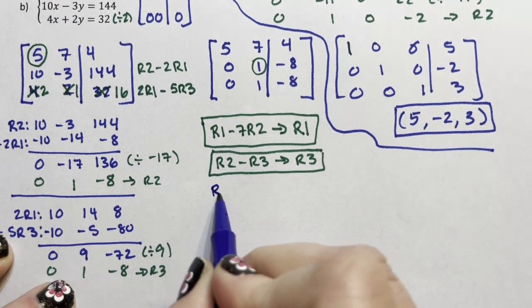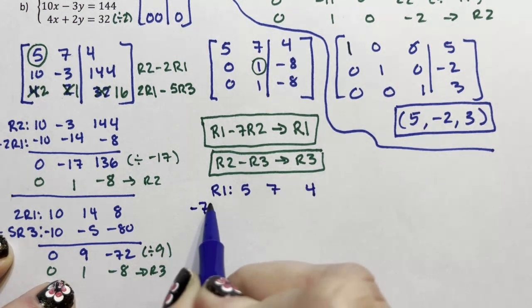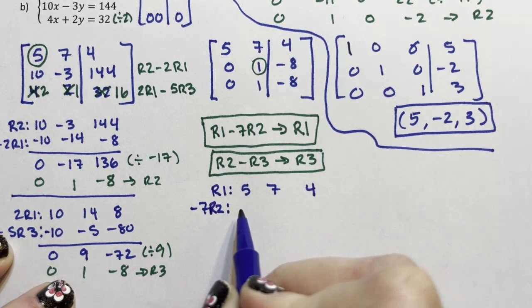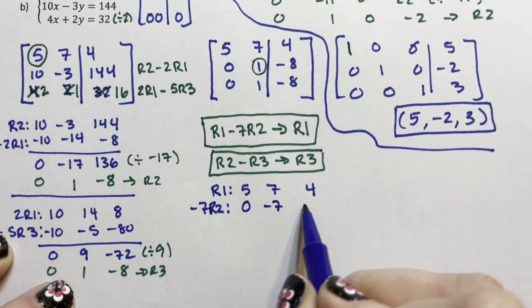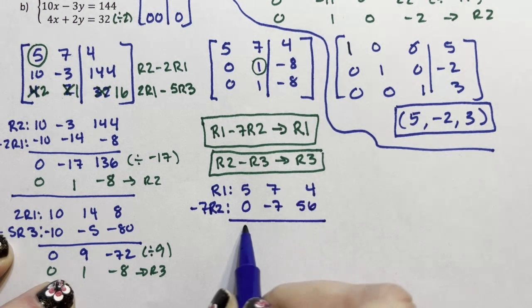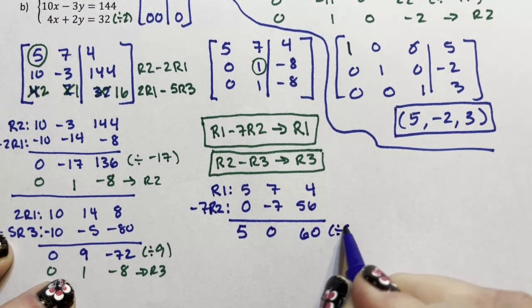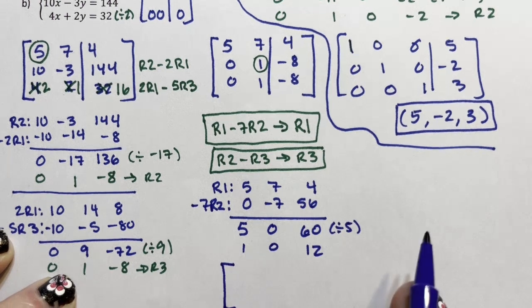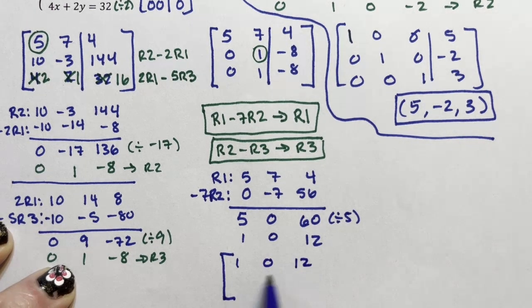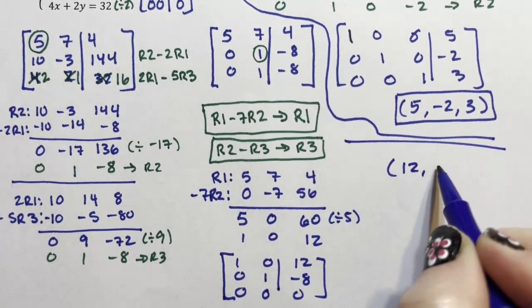So row 1 is 5, 7, 4, and negative 7 row 2 is 0, negative 7, and 56. So I get 5, 0, 60. And when I divide by 5, I get 1, 0, 12. So I get 1, 0, 12, 0, 1, negative 8, 0, 0, 0. Which means the answer to this one is 12, negative 8.